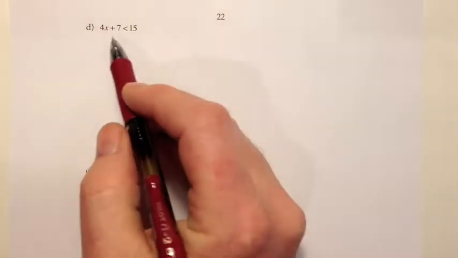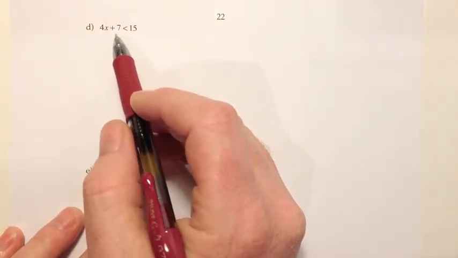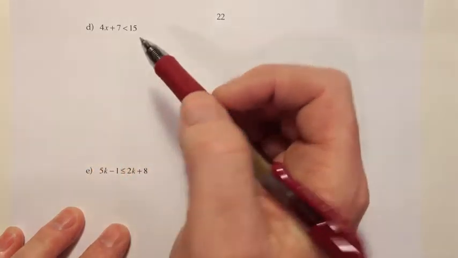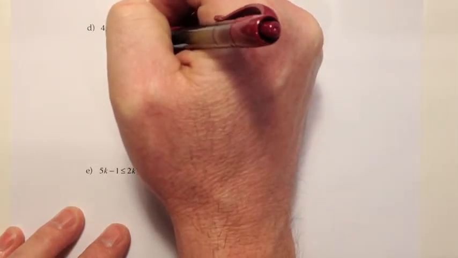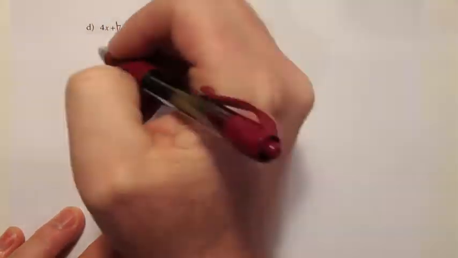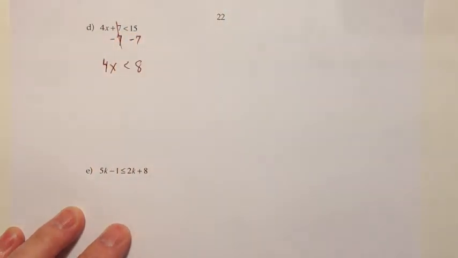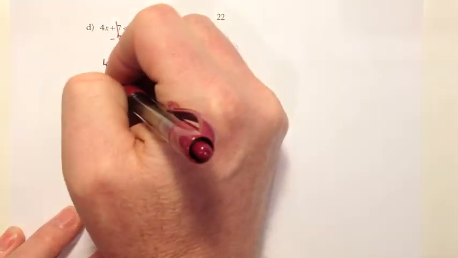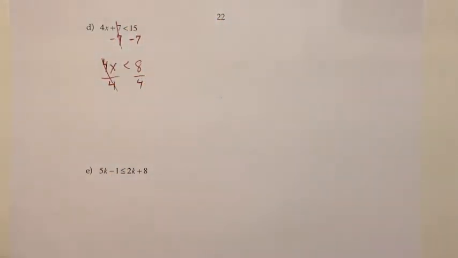So our goal is to try and get this x by itself, and we're going to take steps to try and make that happen. The first thing I'd want to do here is move this plus 7 to the other side. I would do that by subtracting 7 on both sides. That would cause that to cancel over here, and I would have 4x is less than 8. And then I'm trying to get that x by itself now, and it's connected to the 4 by multiplication, so I would divide both sides by 4, which would cause that 4 to cancel.